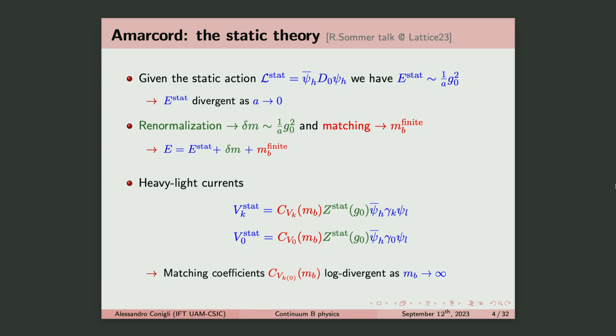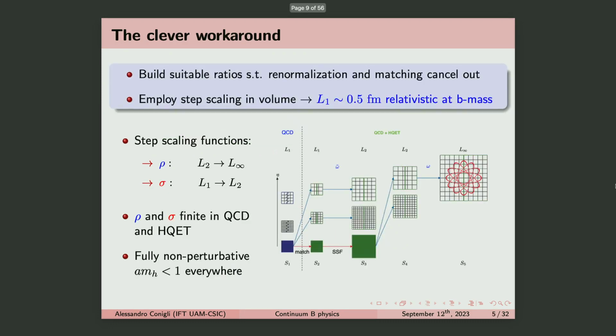So basically, given this slide, the clever workaround in order to make this interpolation between static and relativistic data work is to build suitable ratios in such a way that the renormalization and matching coefficients cancel out completely. And in particular, this strategy becomes particularly powerful if we combine it with the step scaling in volume.